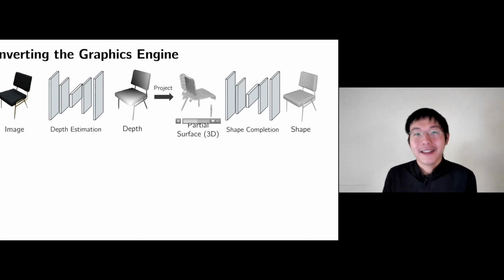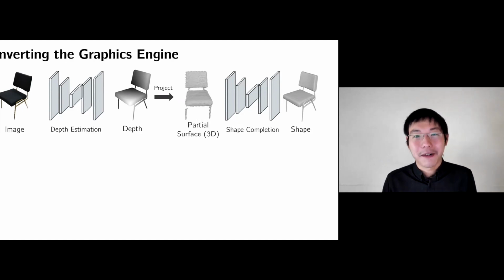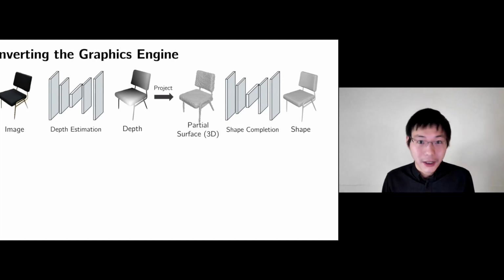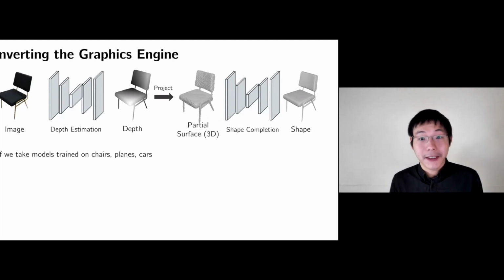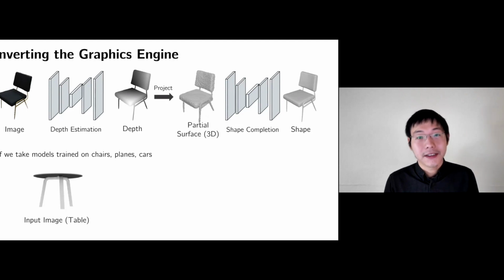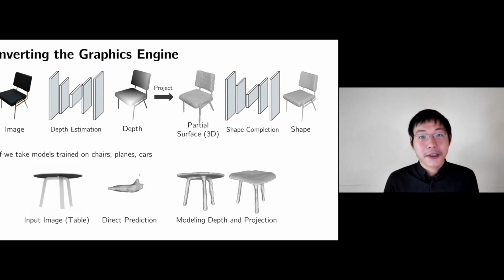But then at least the second part of the system, the shape completion network, can now focus on just completing the shape in 3D instead of learning that back projection step. So just by making this change, we take models trained on chairs, planes, and cars, and again send them this image of a table during testing. This is what you get with direct prediction without modeling back projection. And on the right, you can see what you get by modeling not only depth, but also back projection.